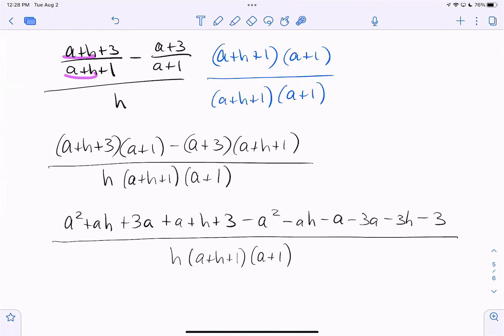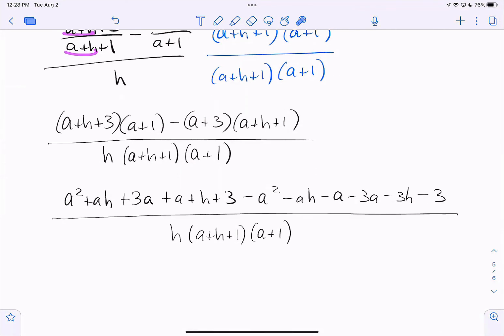Okay, I've got a lot on the screen here, but what I've done is, in the first term, divided out the a plus h plus 1, and I'm left with a plus h plus 3 times a plus 1. For the second term, it's the a plus 1 that divides out, so I have minus a plus 3 times a plus h plus 1. And the denominator is just h times a plus h plus 1 times a plus 1. I'm going to leave that factored.